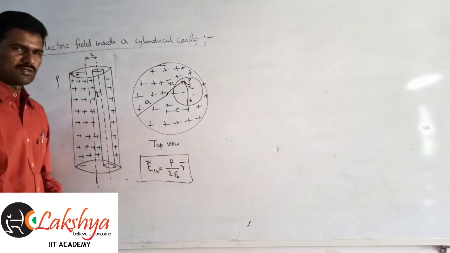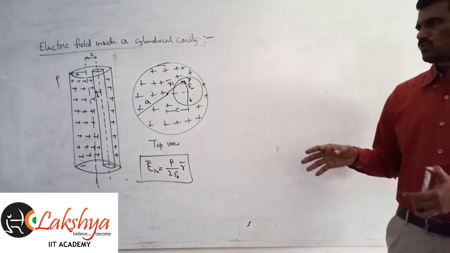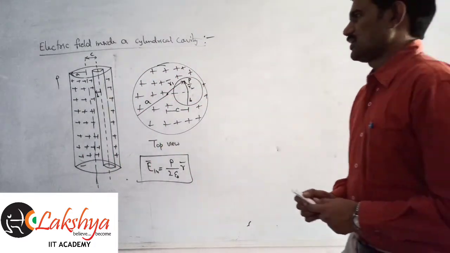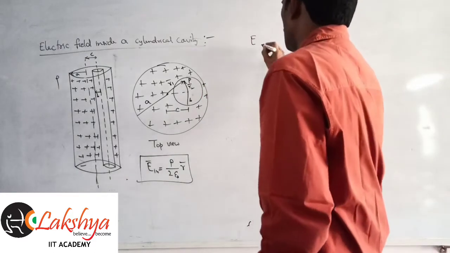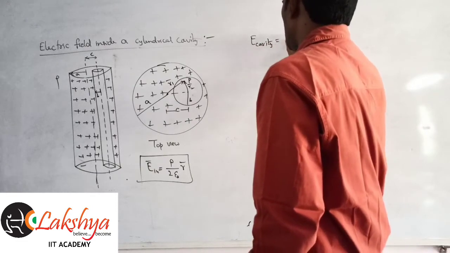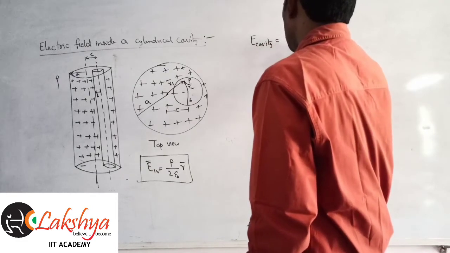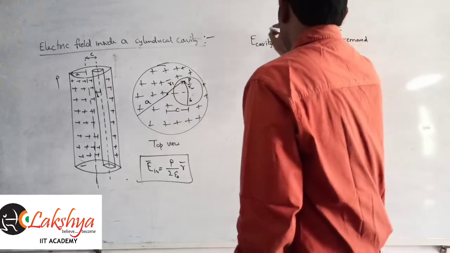And so now here, the same process, everything will be same. So directly I am writing here. The only difference is this equation. So the electric field inside the cavity we can write as electric field due to the original cylinder minus electric field due to the cavity. Substitute those expressions and simplify that.